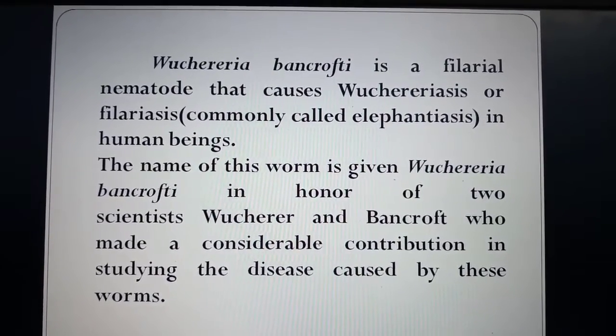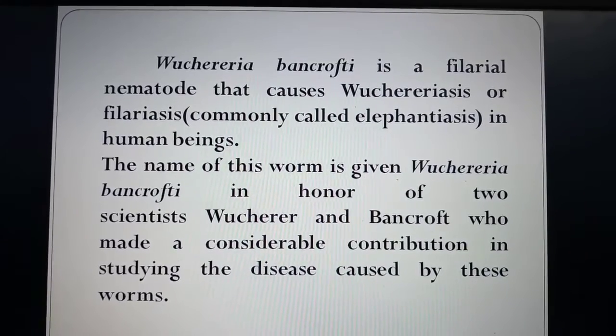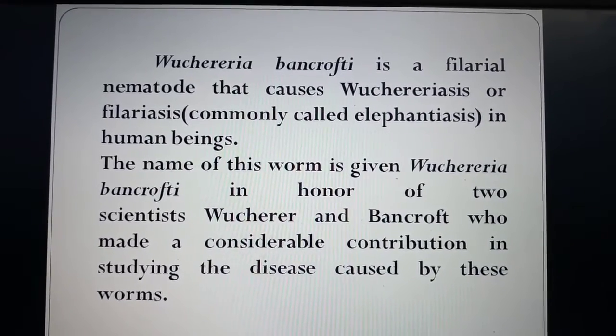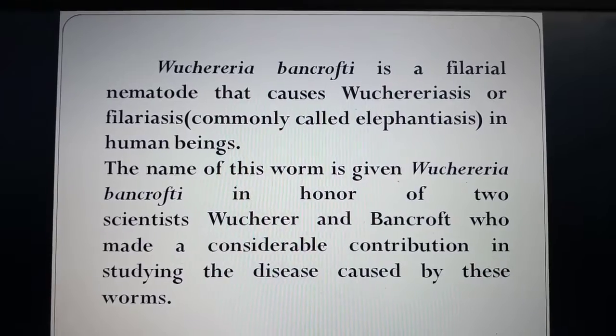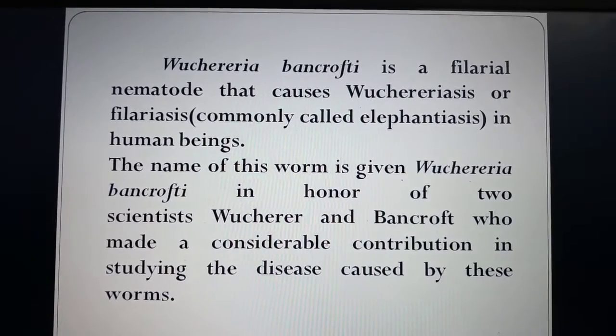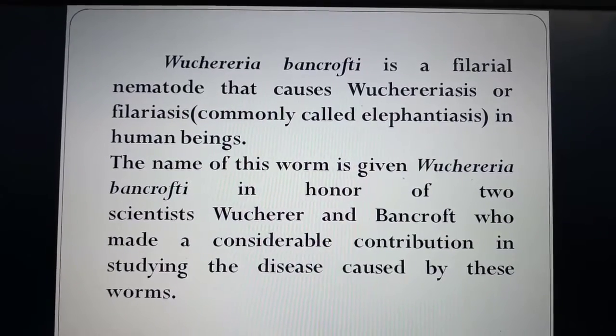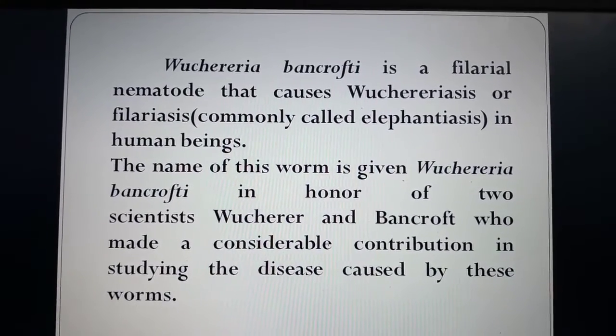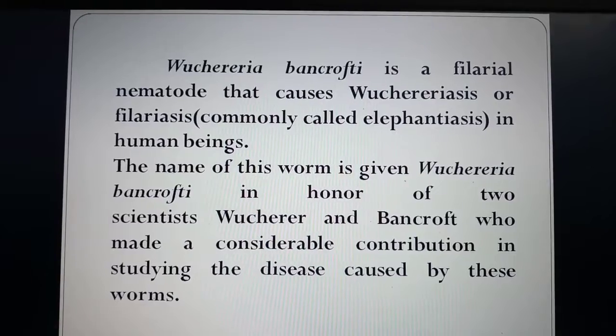It's not elephantitis, it's elephantiasis. The name of this worm is given Wuchereria bancrofti in honor of two scientists, Wucherer and Bancroft, who made a considerable contribution in studying the disease caused by these worms.